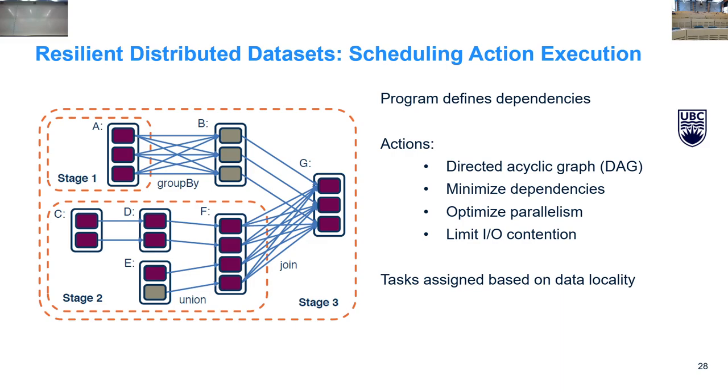Spark minimizes dependencies as much as possible, because the more dependencies there are, the less freedom we have in scheduling things. Because if you have a dependency, A has to happen before B, then that means we have to do A before we can do B. And if you get a lot of those, then you end up with: okay, we do this step, then we move to the next step, then the next step, and you have a single-step process that takes forever. That kind of defeats the whole purpose of having a parallel streaming data model. It's very easy to screw this up and get something that's really, really slow.